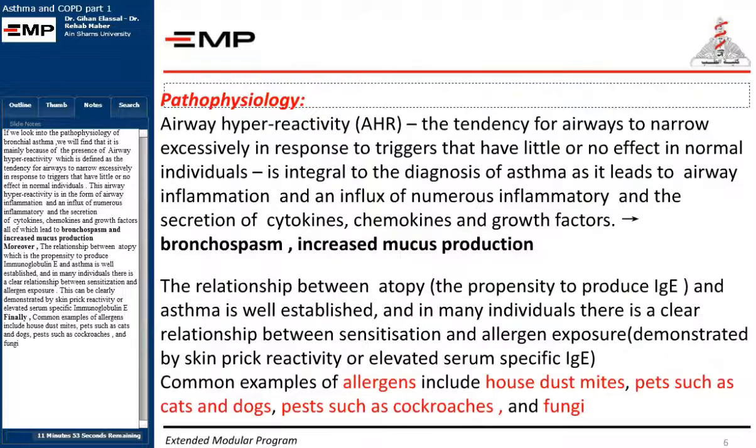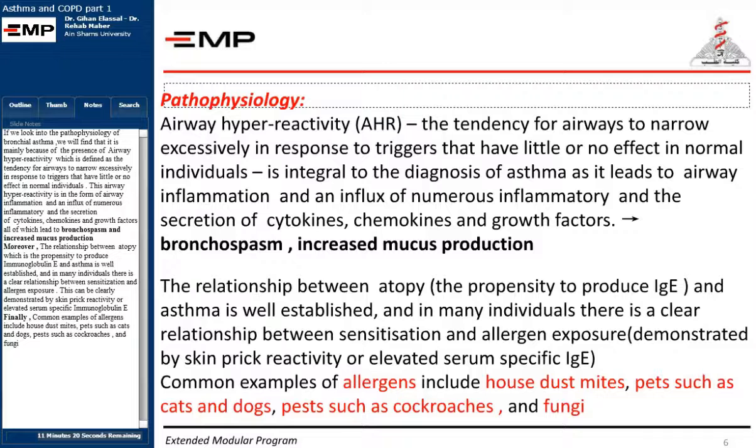If we look into the pathophysiology of bronchial asthma, we will find that it is mainly because of the presence of airway hyper-reactivity, which is defined as the tendency for airways to narrow excessively in response to triggers that have little or no effect in normal individuals. This airway hyper-reactivity is in the form of airway inflammation and an influx of numerous inflammatory cells and the secretion of cytokines, chemokines and growth factors, all of which lead to bronchospasm and increased mucus production.